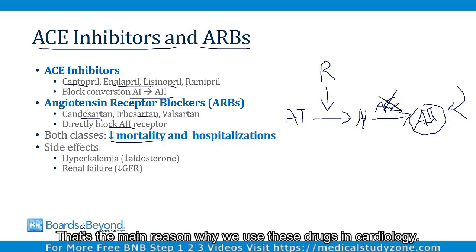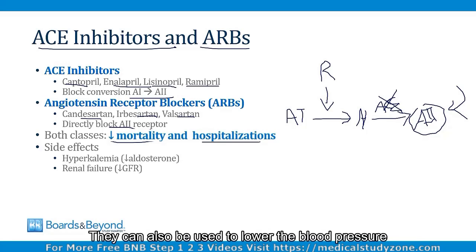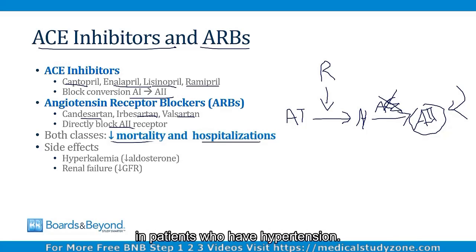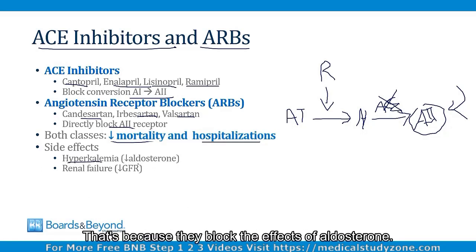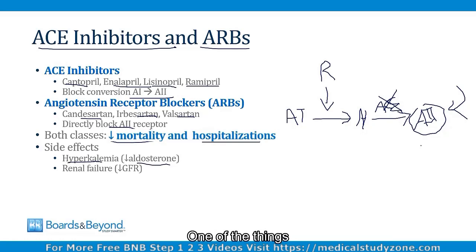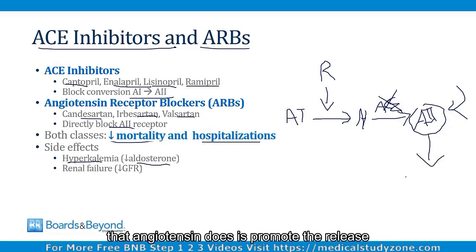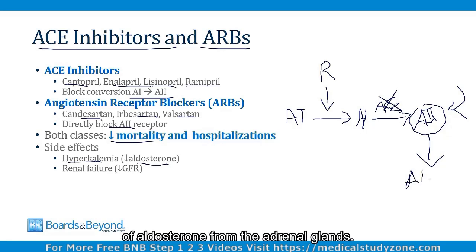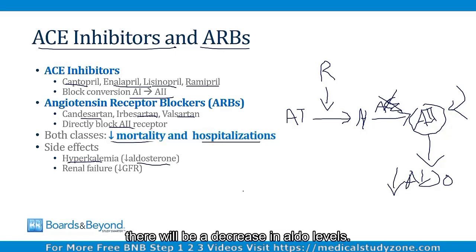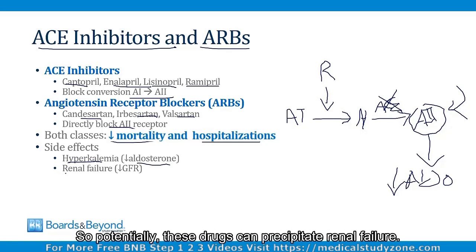That's the main reason why we use these drugs in cardiology. They can also be used to lower the blood pressure in patients who have hypertension. The side effects are hyperkalemia. That's because they block the effects of aldosterone. One of the things that angiotensin does is promote the release of aldosterone from the adrenal glands. So when you block the effects of A2, there will be a decrease in aldo levels. Also, because these drugs decrease the levels of angiotensin 2, that can decrease the glomerular filtration rate, so potentially these drugs can precipitate renal failure.